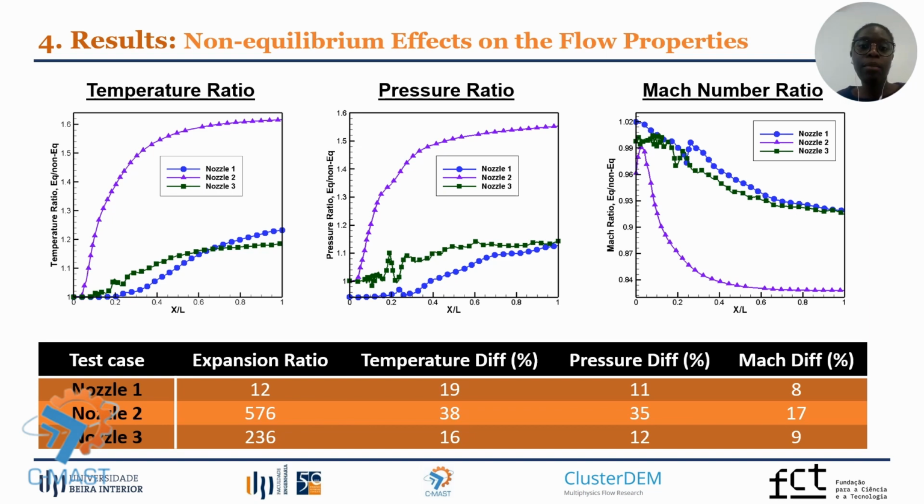The pressure, in turn, is consequently lower for the non-equilibrium condition, which is in accordance with the equation of state. And the Mach number is the opposite. It is lower for the equilibrium condition, since it is inversely proportional to the temperature.